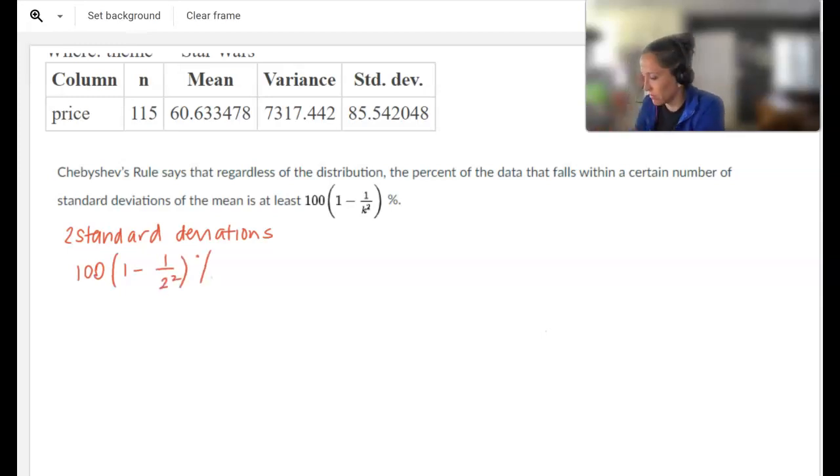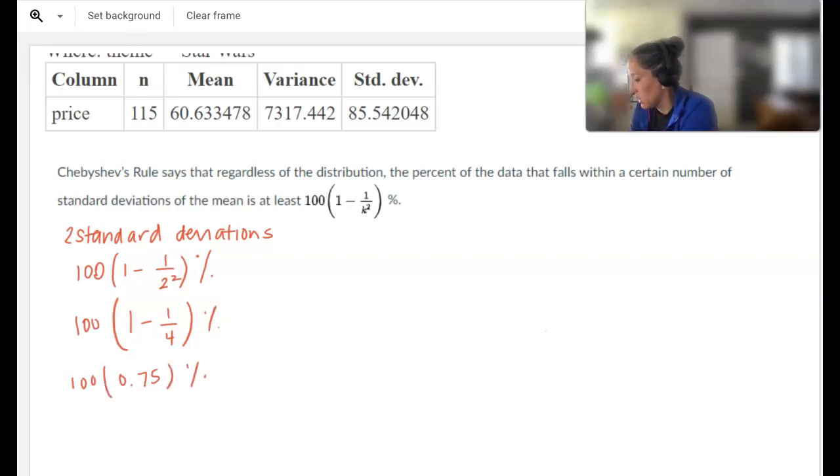And okay, well, let's just work this out. 1 over 2 squared is 1 over 4. 1 minus that is, well, 0.75, right? Because that's a quarter. And we still have our 100. We still have our percent symbol. So this is where that 75% number came in those bullet points above, simply from here.